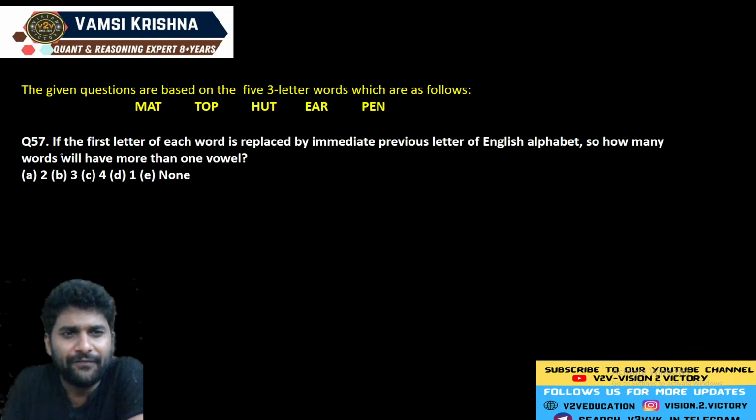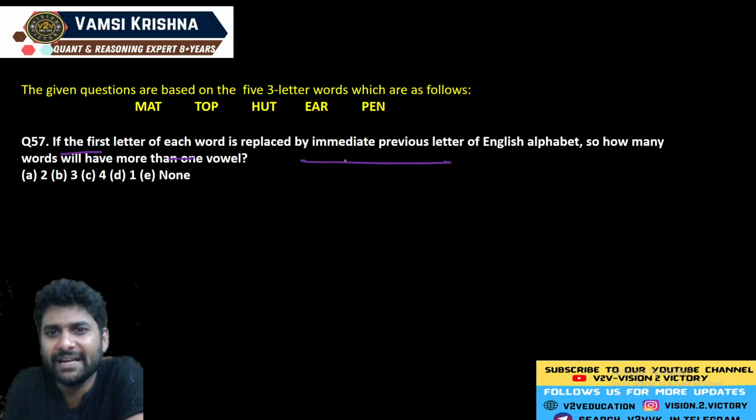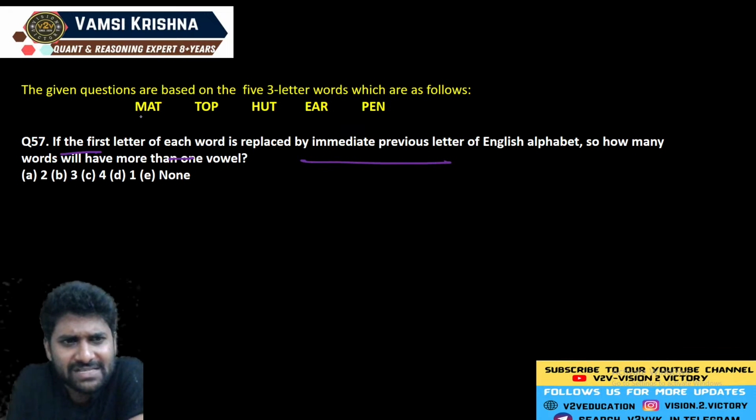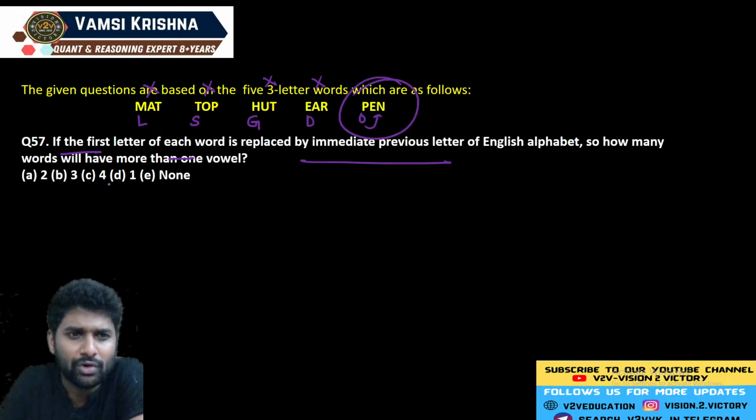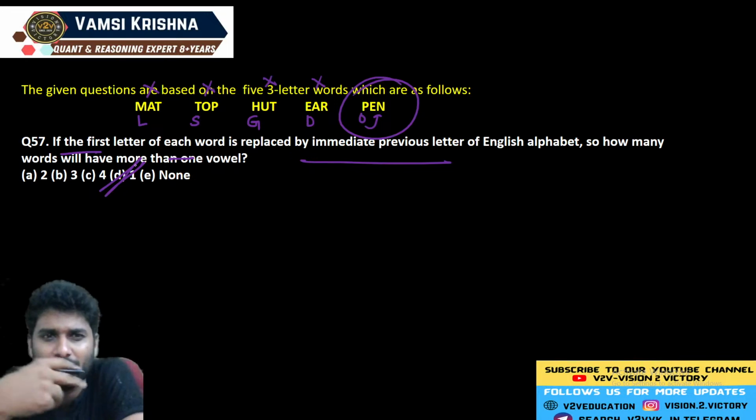Now see, next data. If the first letter of each word is replaced by immediate previous letter, immediate previous letter here L and here S. Here 8th letter, 7th letter is C. Here D. 16th letter, previous letter is O. Then how many words will have more than one vowel? So we have one vowel, SOP, one vowel, GUT, one vowel, DAR, one vowel, but OEN, we have only one word having more than one vowel.